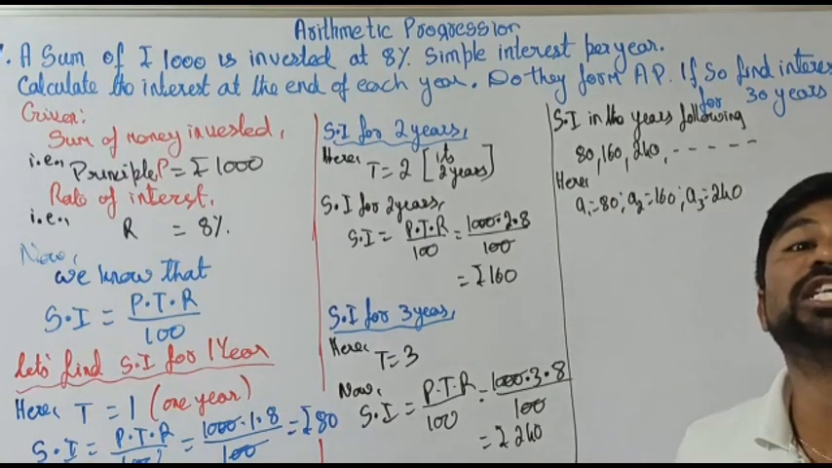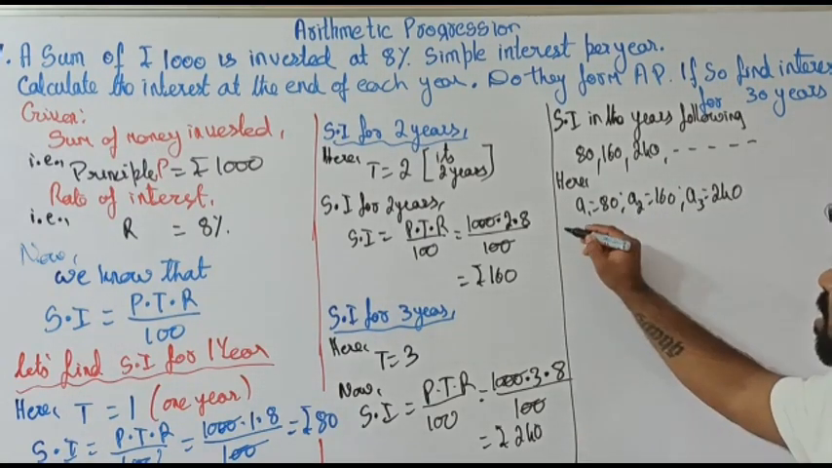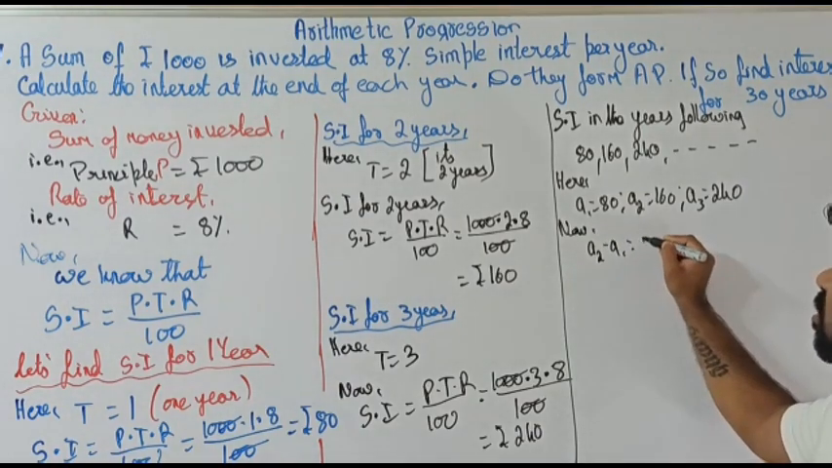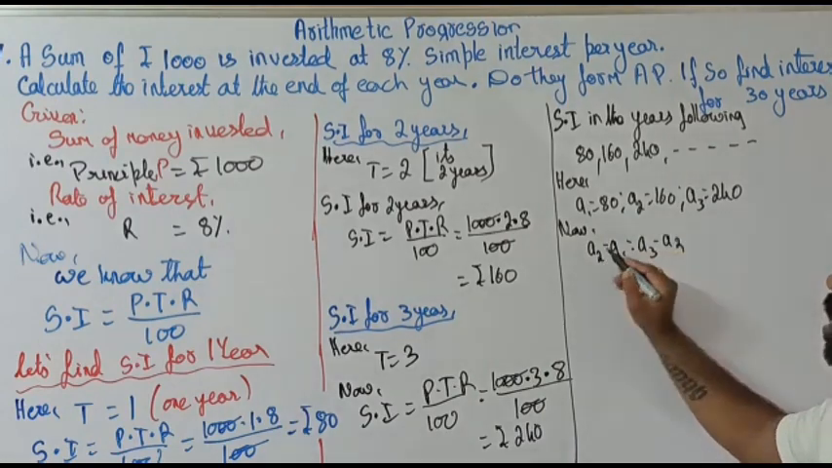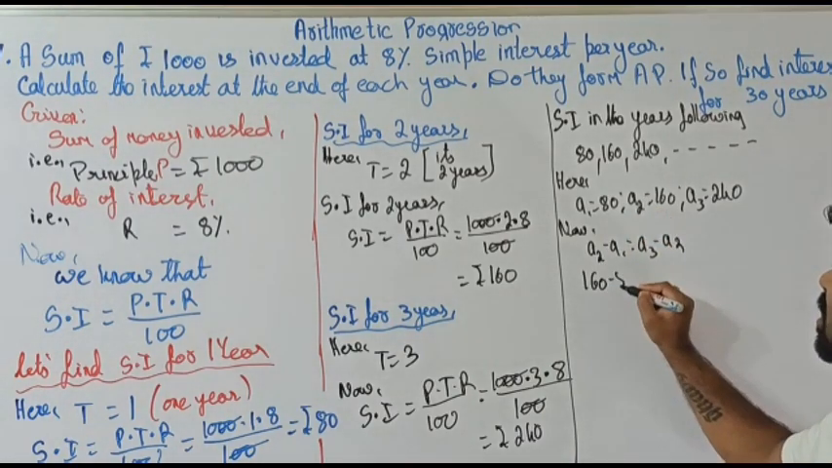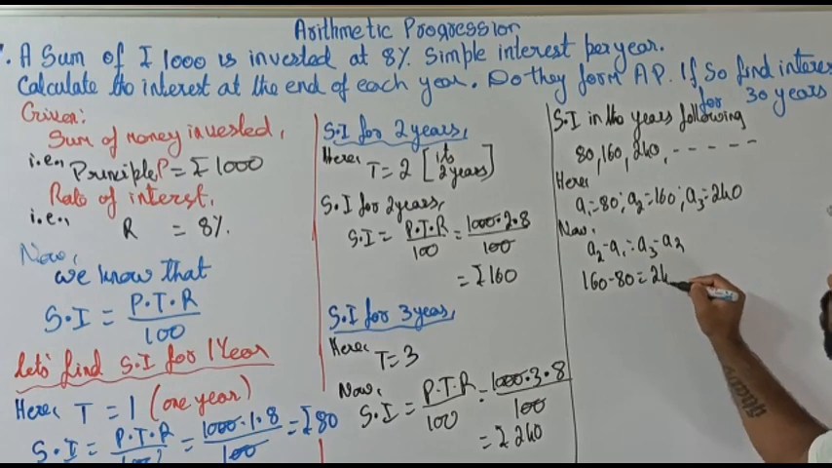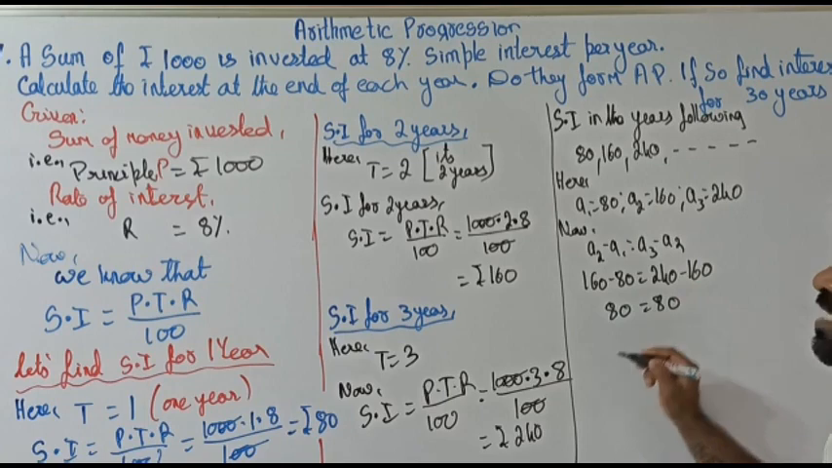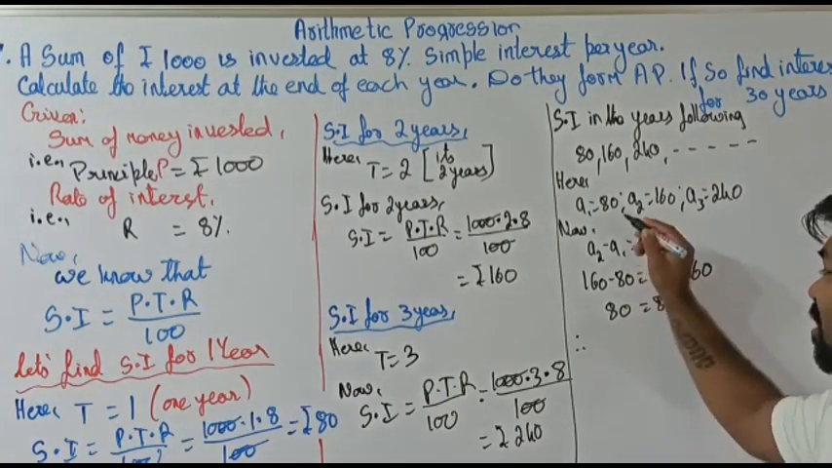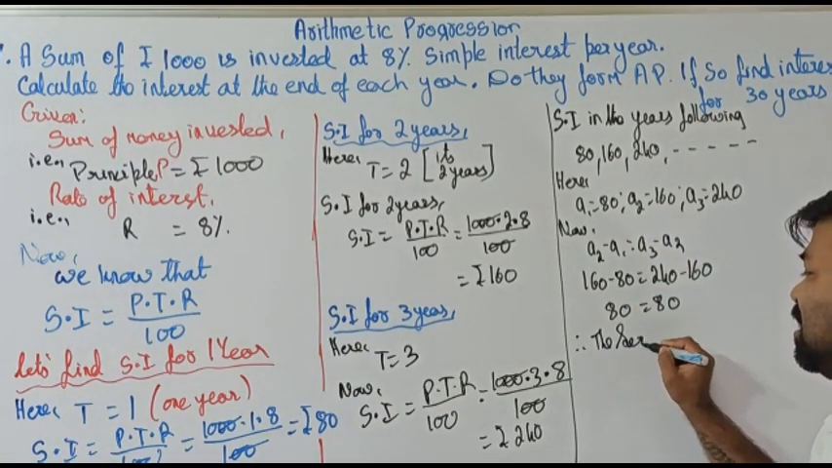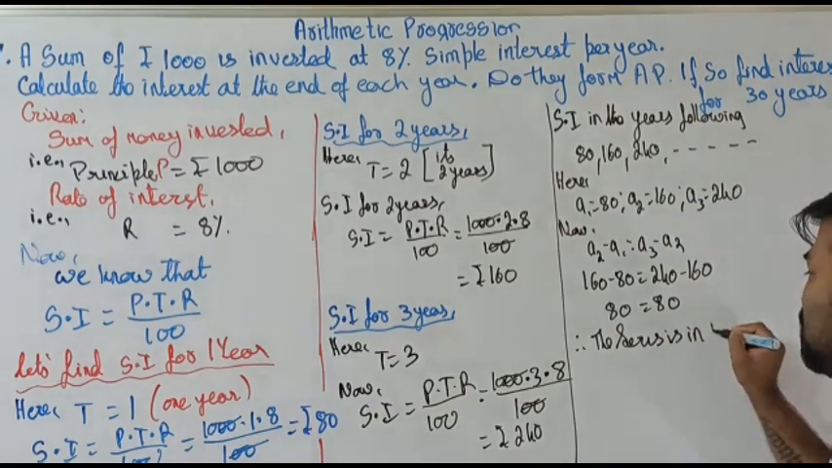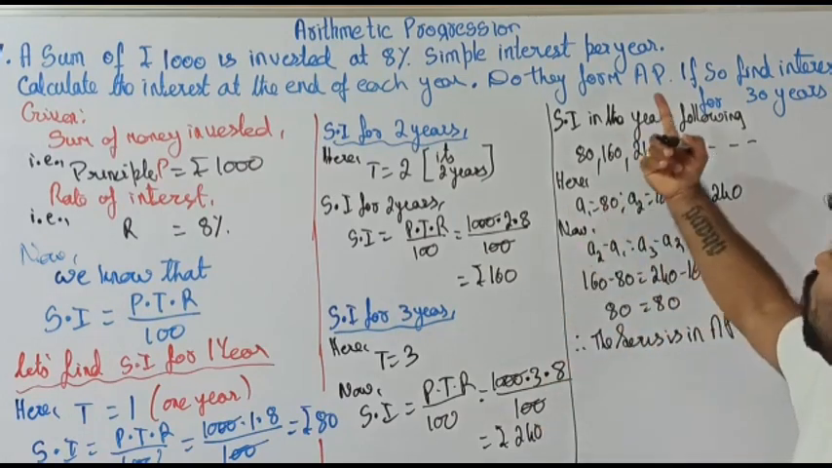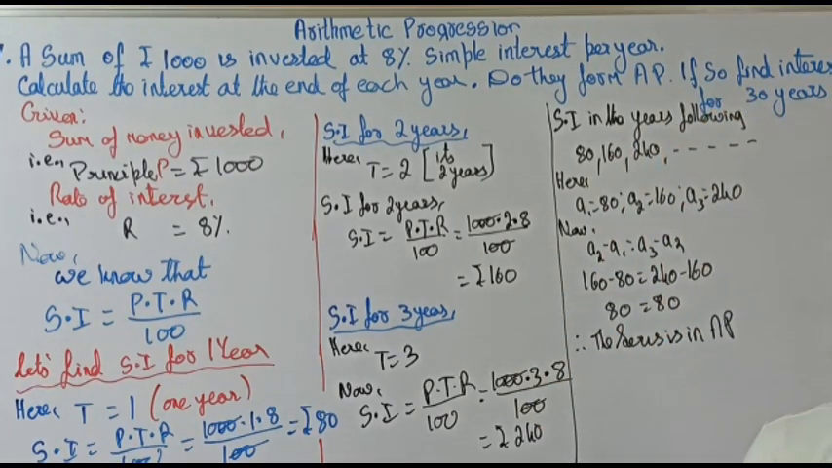Now let's check the condition for a series to be in AP. Let's consider A2 minus A1 is equal to A3 minus A2. That is 160 minus 80 is equal to 240 minus 160. If you check it out, 80 equals 80. So therefore the series is in AP. Yes, we got the series is in AP. But now the question is, what is the amount in 30 years?